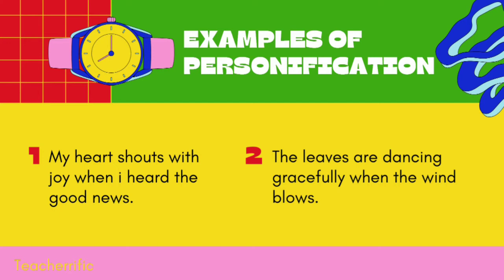Number 2. The leaves are dancing gracefully when the wind blows. The human characteristic given to the leaves is dancing. This sentence only means that the leaves are swaying because of the wind.